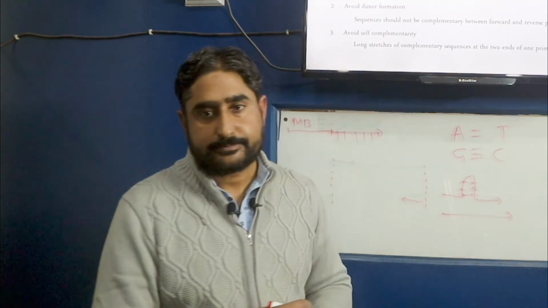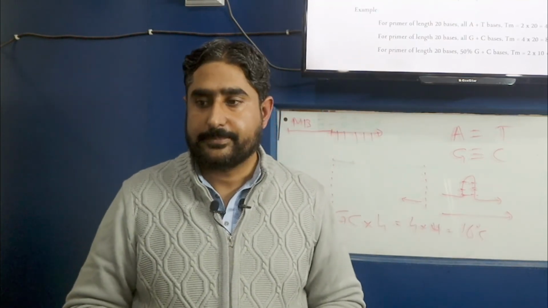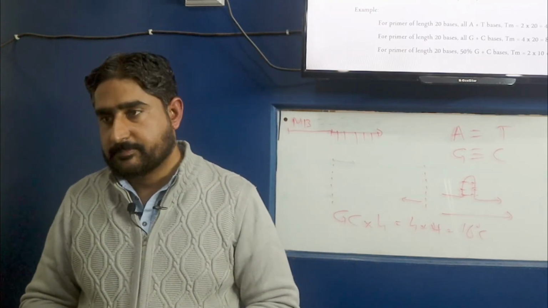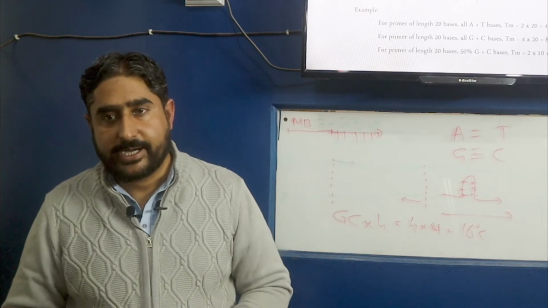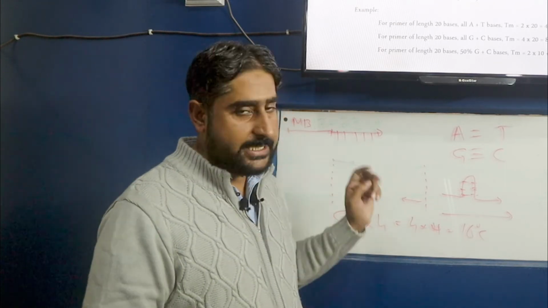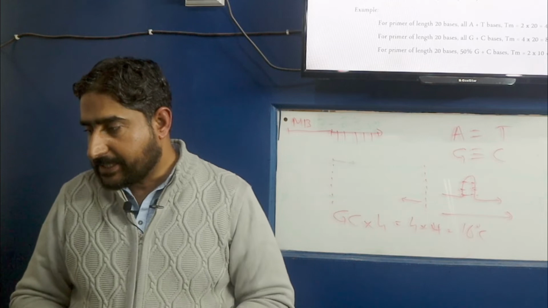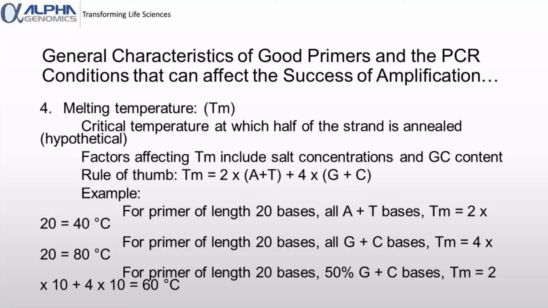The next thing is the melting temperature, or Tm, of the primers. Melting temperature, as I have already defined, is the temperature at which half of the primer is in annealed form and the other half is in open conformation. The melting temperature can be roughly estimated. It depends upon multiple parameters like the GC content, as well as the medium and ionic strength. But generically speaking, there is a rough formula for calculating the melting temperature, which is a rule of thumb.